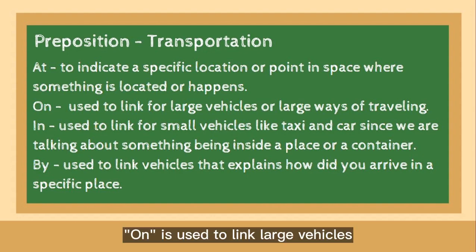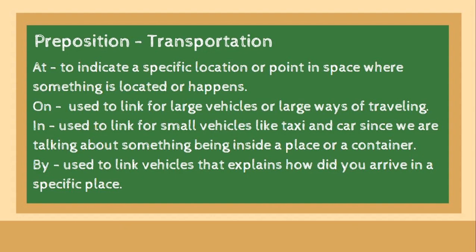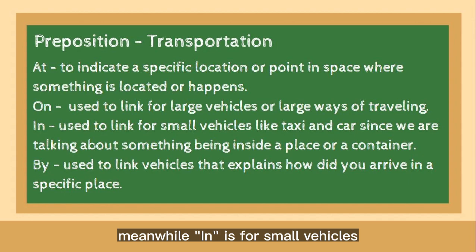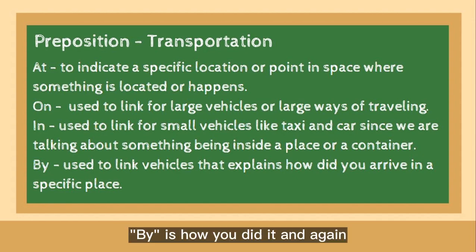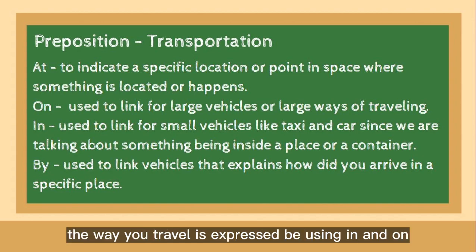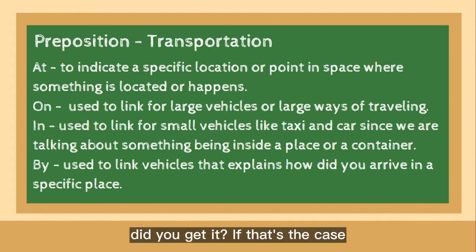So let's review. At is not usually used in the context of transportation. On is used to link large vehicles. Meanwhile, in is for small vehicles. By is how you did it, and again, the way you travel is expressed by using in and on. Did you get it? If that's the case, let's have a little practice.